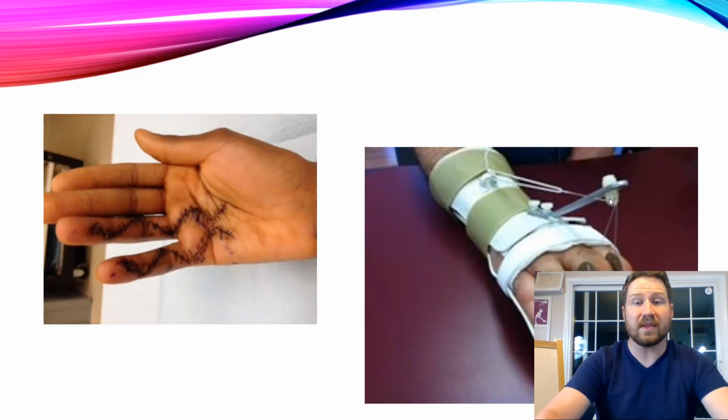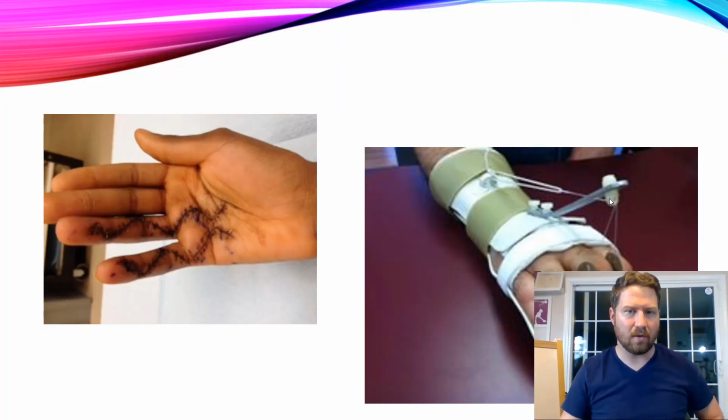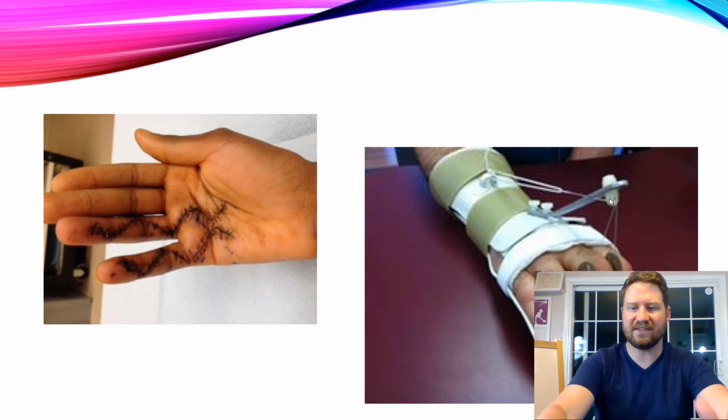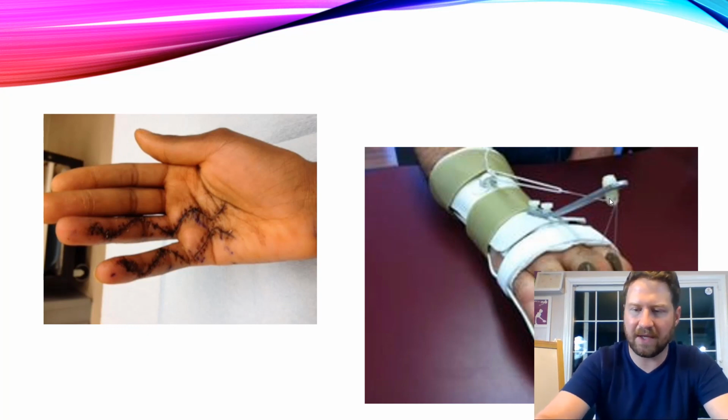All right, so that's all we have for elbow, wrist, and hand. We're going to go over a lot of this stuff in lab. If you have any questions, please write them down, and we will talk about them in lab.